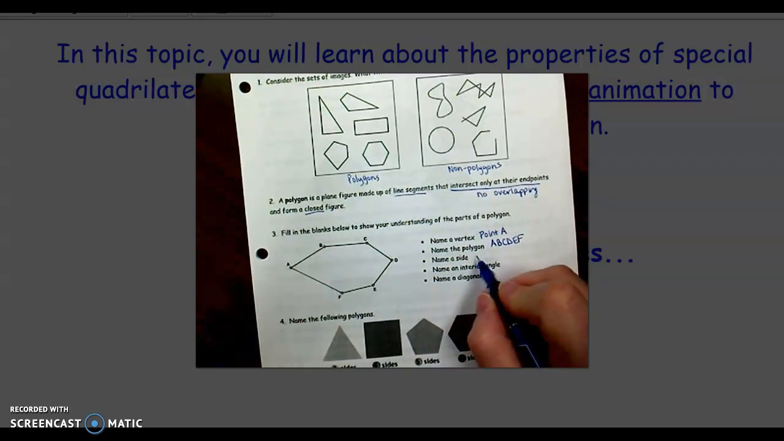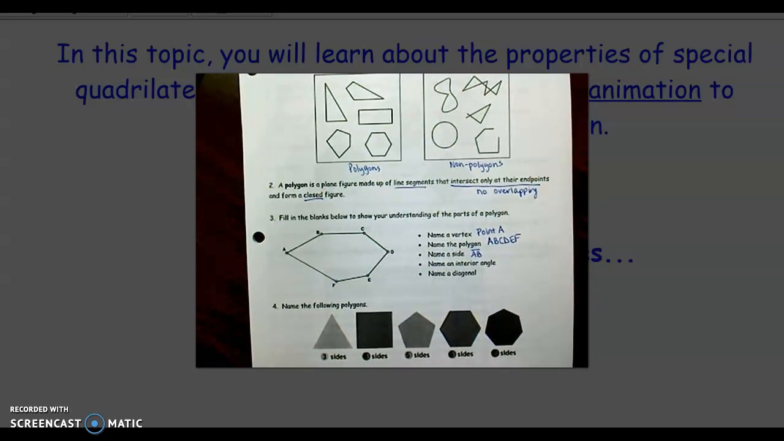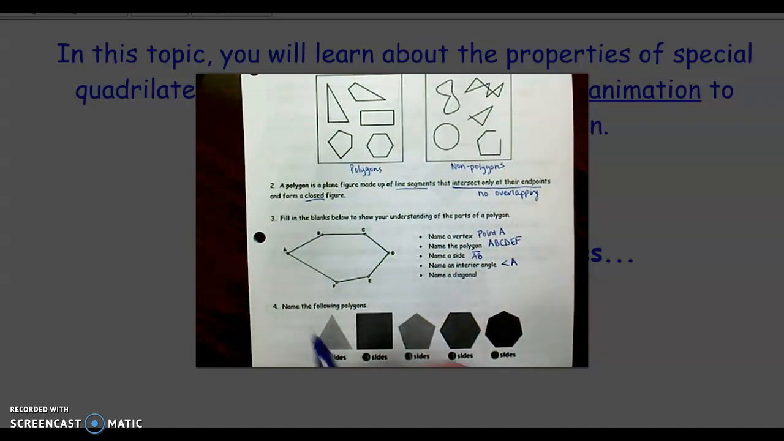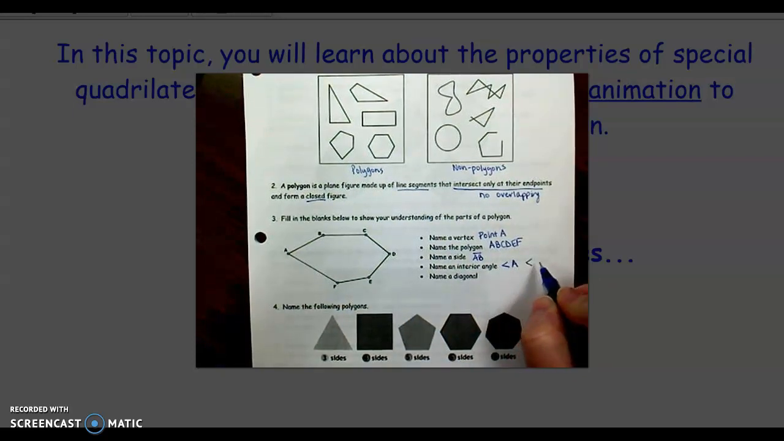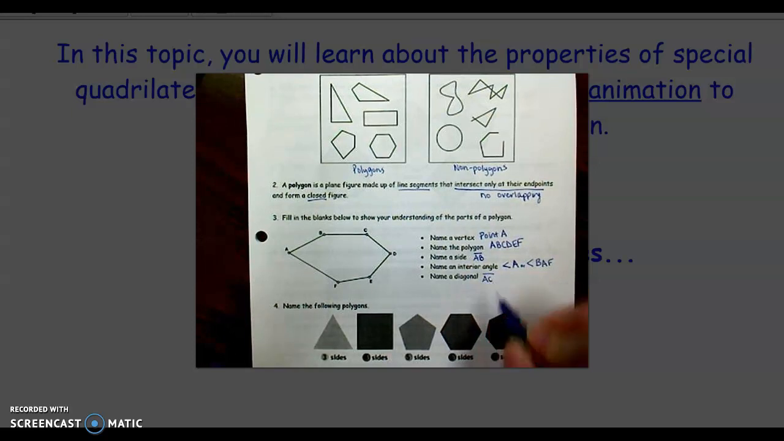Naming a side, don't forget your segment bar. So segment AB is one of the sides, capital letters with the segment bar. Name an interior angle. Remember to use your angle symbol and any capital letter. And we can name these with just one letter because there's only one angle that has A as a vertex. If we named it with 3, we would name it angle BAF or angle FAB. Naming a diagonal, remember that's a segment that joins two non-consecutive vertices. So like segment AC would be an example of a diagonal.